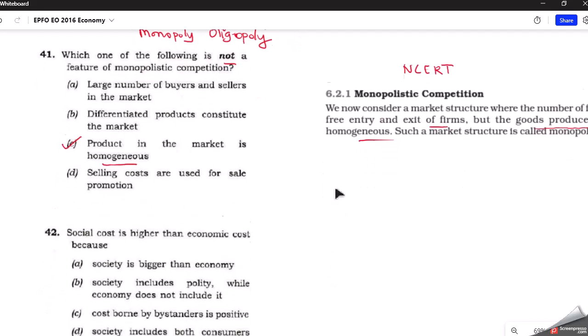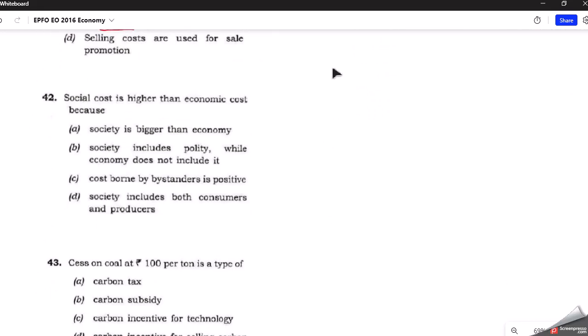Now moving on to the second question, social cost is higher than economic cost because. Here the answer is C, cost borne by bystanders is positive. First we have to understand what is meant by social cost. Social cost here means the total cost to society. Now what is total cost to society? This cost includes basically private costs plus we have external costs as well.